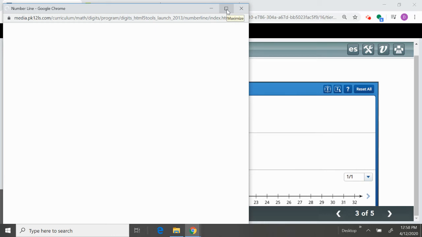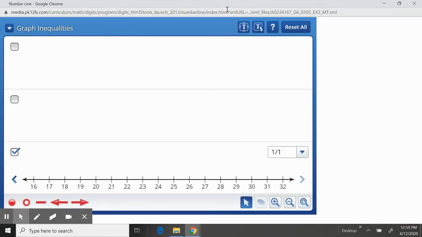I'm going to get a full screen here once it boots up. Okay, so you can see our clue there. So it's less than 30 degrees. So is that to the right? 31, 32? Of course not. That's to the left. Things less than 30. So then do I need a full circle? I'm sorry, a shaded in circle or an open circle? Remember, it said less than 30 degrees, not less than or equal to.